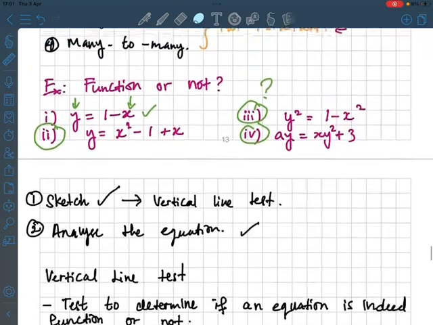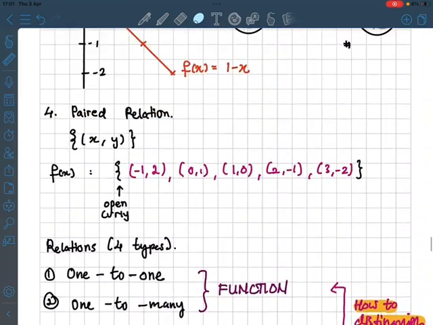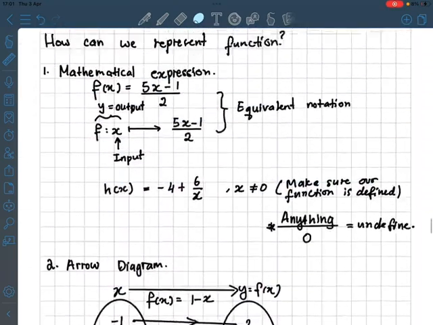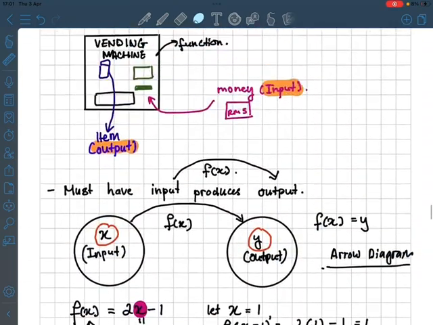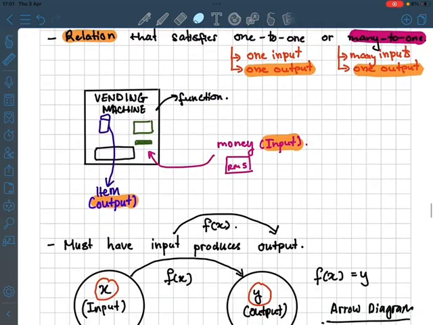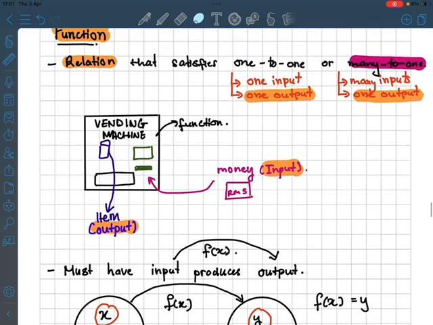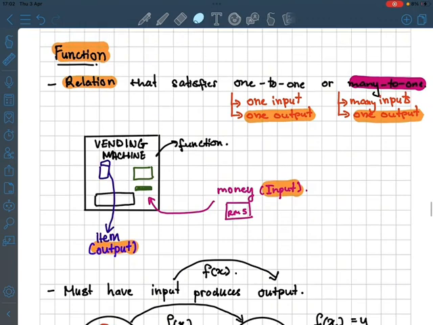In the previous class I already explained that, and I used the analogy of the vending machine. Okay, so a function is basically a relation that satisfies either a one-to-one or many-to-one relation. So in short, a function must have only one output. It cannot have more than one output like that.